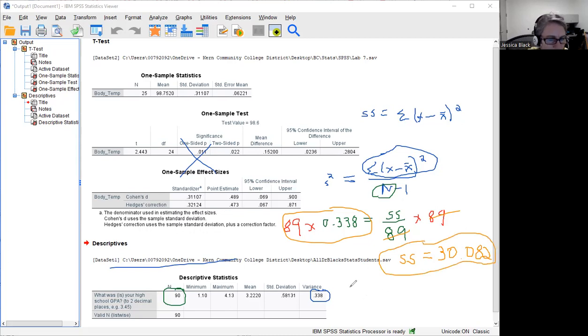Later, you'll plug this again into the equation if you want to get the sample standard deviation. All right, so the sample standard deviation is going to equal the square root of the sums of squares, so this is 30.082, divided by n, which is 90. All right. So that will get you the sample standard deviation, which you could then use to calculate a z for a particular score in the sample.